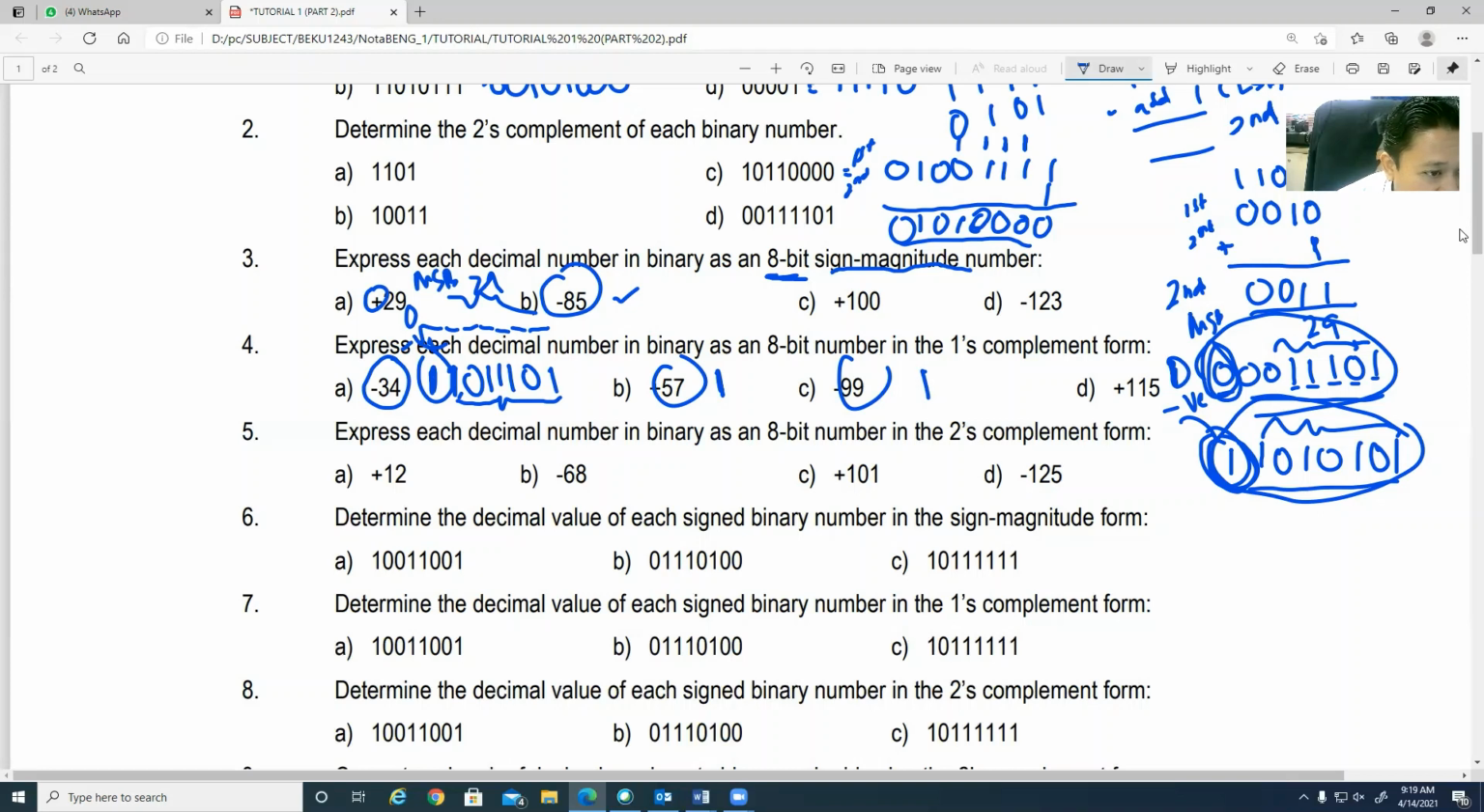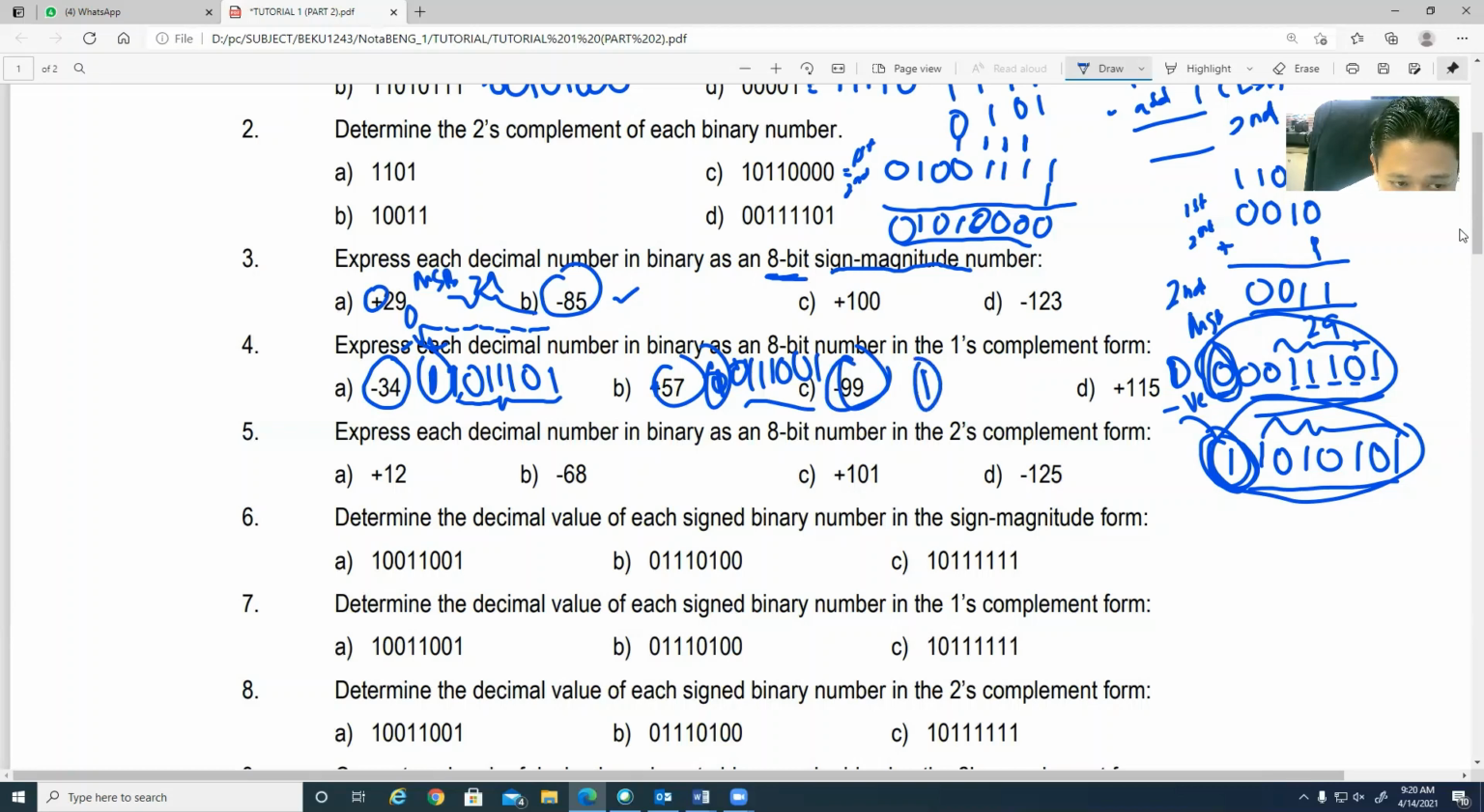Similar to this one, the most significant bit will be 1, the negative sign, and then this is the value for negative 55. This next one is positive, not negative, sorry, I missed that. So the sign bit is zero, then 111001. And this one is negative, so negative 99.